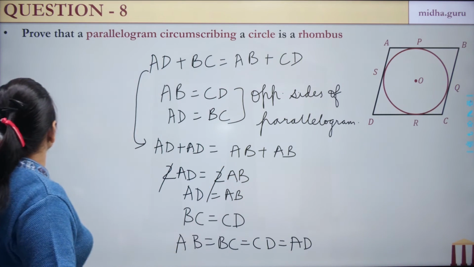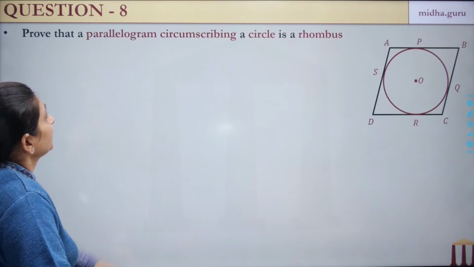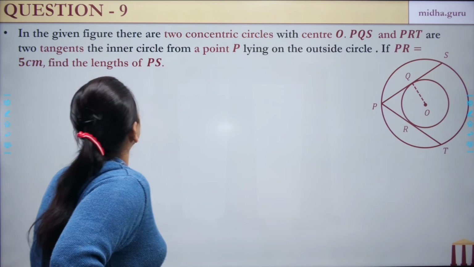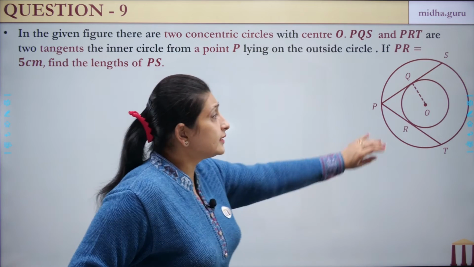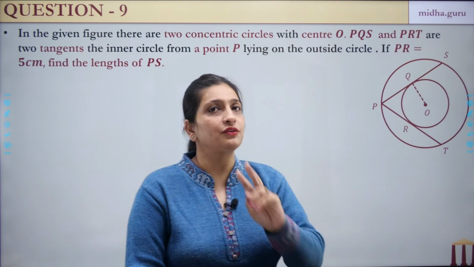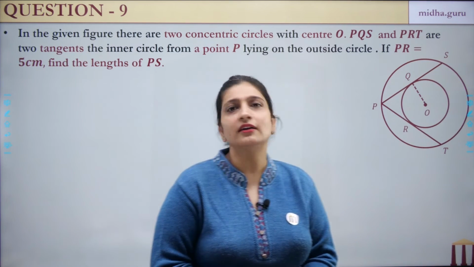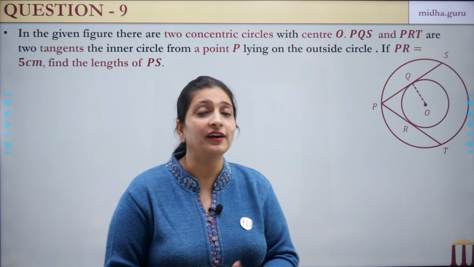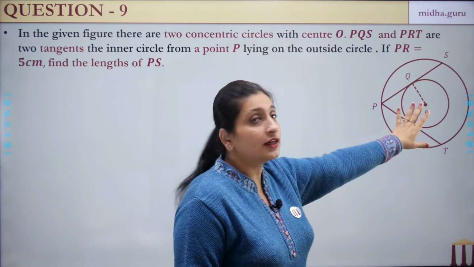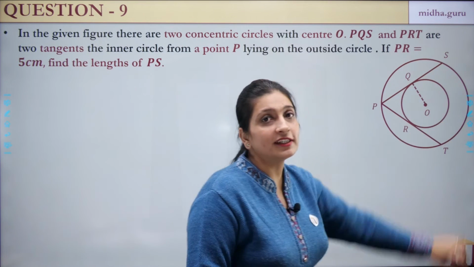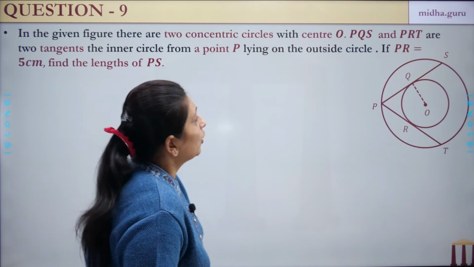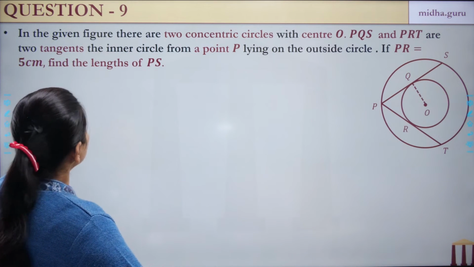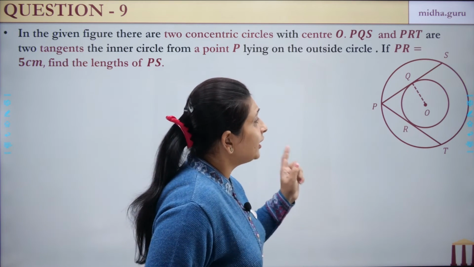Next, let us move on to the next question, which is question 9. This question says, in the given figure, there are 2 concentric circles. What are concentric circles? Tell me. Yes, circles having the same center and different radius. So there are 2 circles. The center of both the circles is O. Now, PQS and PRT are 2 tangents to the inner circle from point P.